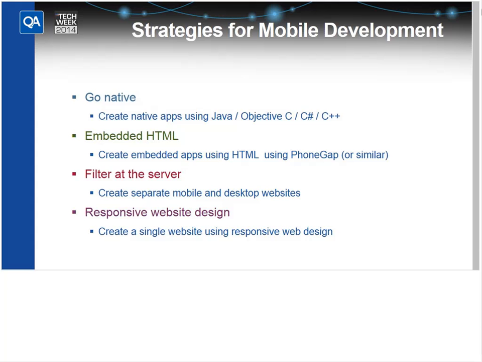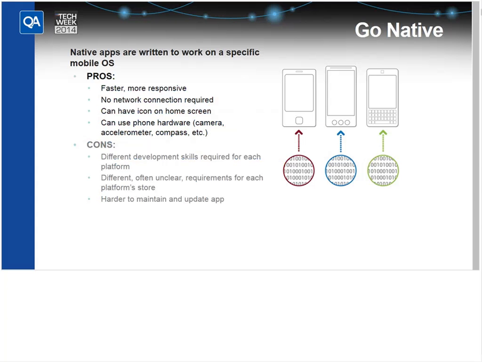We're going to focus on HTML5 and CSS3 and a little bit of JavaScript to look at responsive. The other options are to use something like an embedded HTML5 application using platforms like PhoneGap, or to filter at the server, which some organizations have been doing for quite a while in the way they actually build and manage their websites. Let's talk about the different approaches and the different pros and cons and advantages.